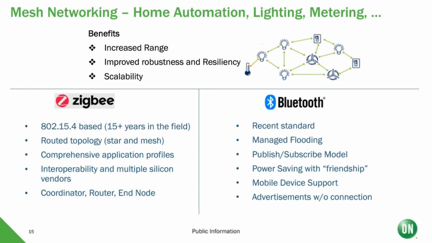ZigBee has an equivalent thing called ZigBee Green Power, which is a protocol that allows running devices on extremely energy-constrained batteries or even energy harvesting devices. And Bluetooth Mesh runs on advertisements. The 3 channels that are dedicated for advertisement. It builds on and uses those 3 channels for communication within the mesh network.